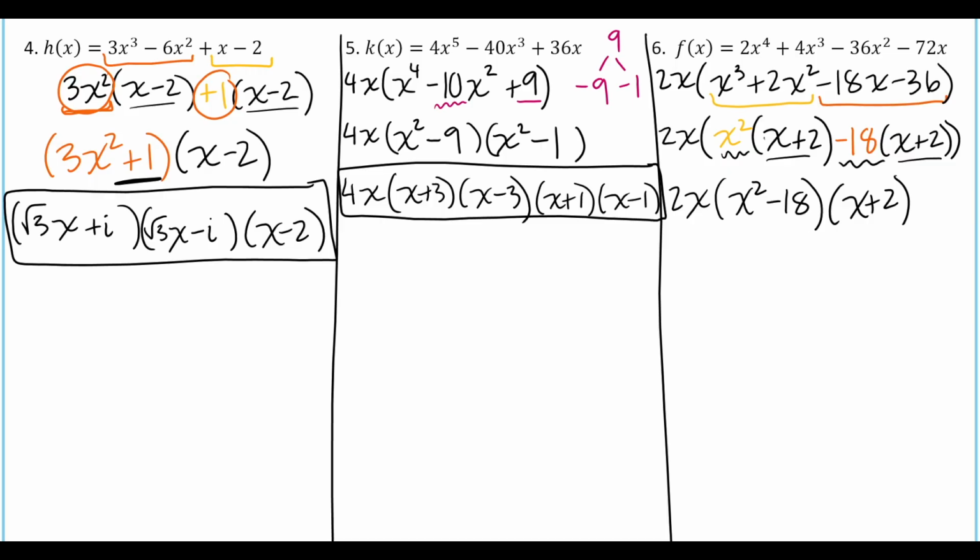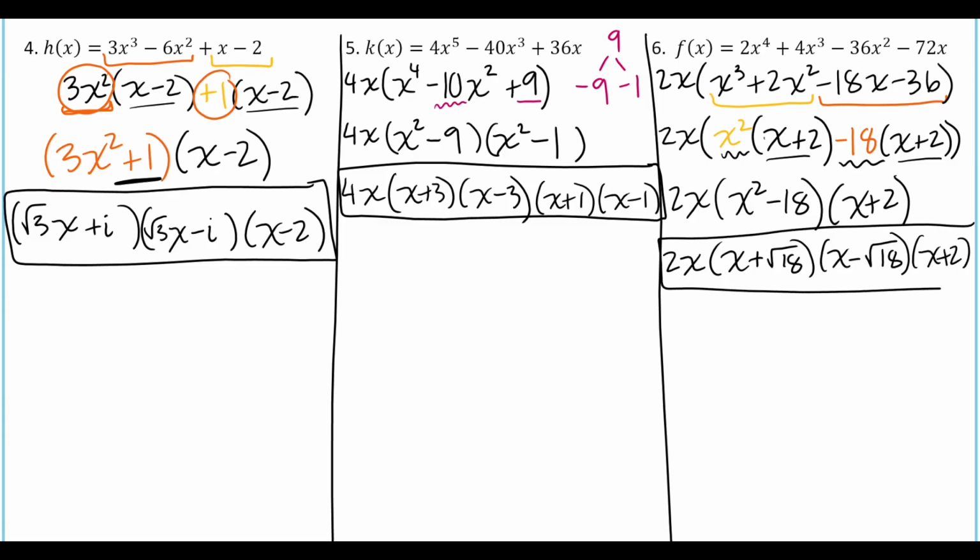Okay, x squared minus 18. 18 is not a perfect square, but we can still square root it. This will become 2x times x plus the square root of 18 times x minus the square root of 18 times x plus 2. And we have fully factored this polynomial.